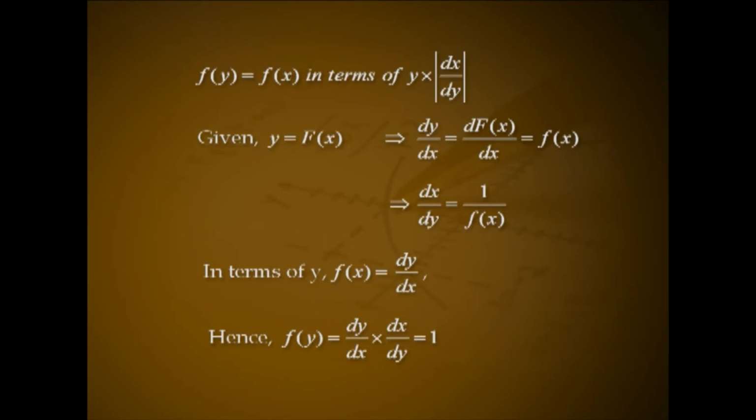Hence, f of y equal to dy by dx into dx by dy, that is equal to 1, where 0 less than or equal to y less than or equal to 1, because y is the distribution function of a random variable x. Then the result implies y follows uniform distribution over the interval 0 to 1.